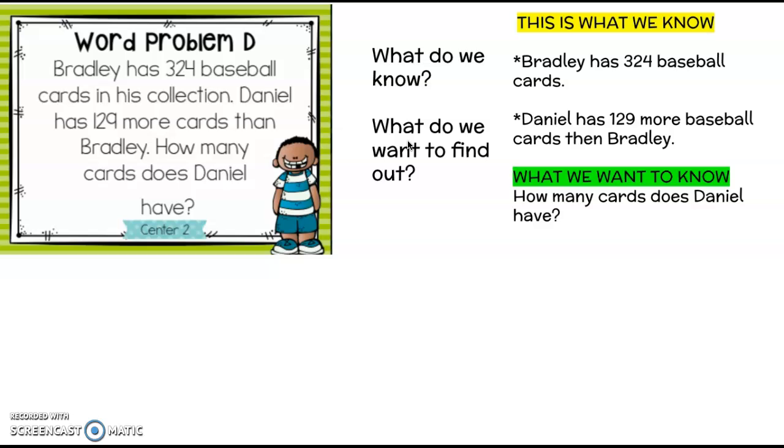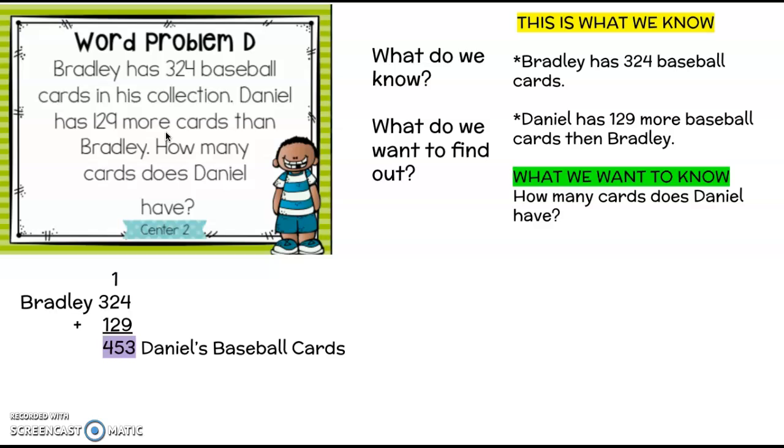Well, we see the word more in the story problem, so we know that this is going to be addition. So Bradley has 324 cards and Daniel has 129 more. Daniel doesn't have 129, but he has 129 more cards than Bradley. So we want to add those two numbers up to find how many cards that Daniel has.